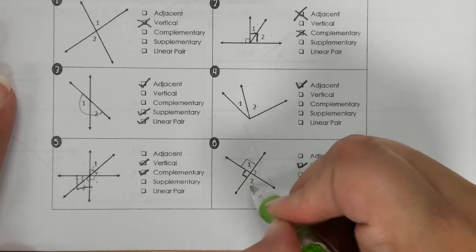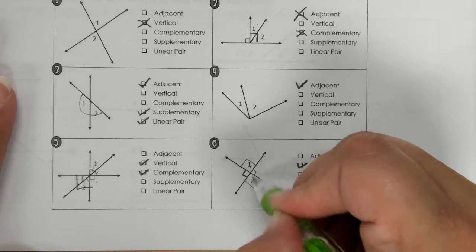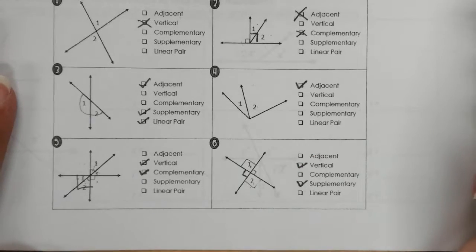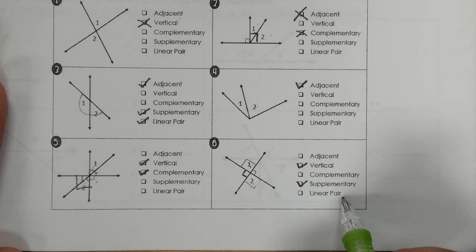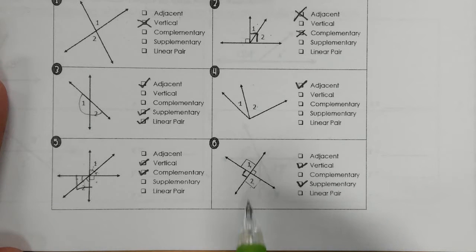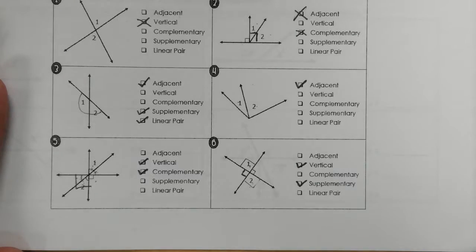So if angle 1 is 90, so is angle 2. And 90 plus 90 is back to 180, which is supplementary. Even though a linear pair adds up to 180, they have to be adjacent. They'd be next to each other. And in this case, they are opposite of each other. They are not right next to each other, so they are not a linear pair. They are just supplementary and vertical.